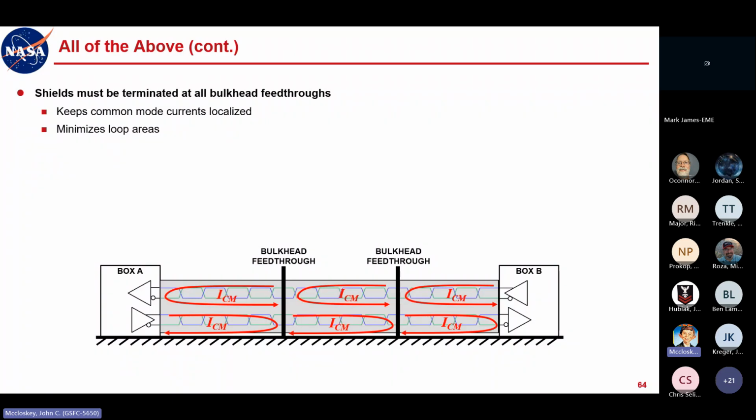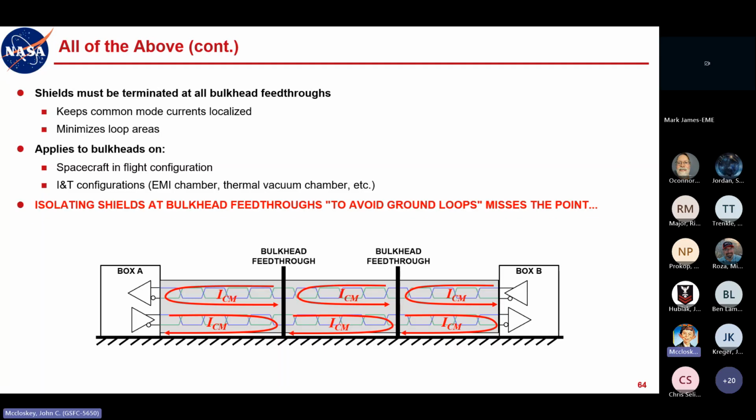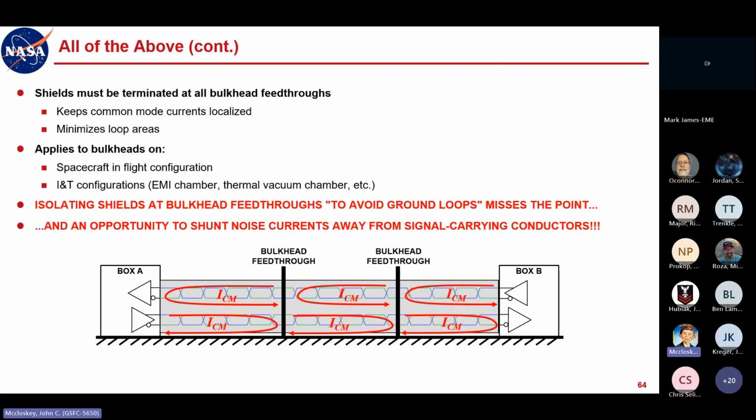But the point is that when you terminate those shields at each bulkhead feed-through, you're keeping those common mode currents localized, and you're minimizing their opportunity to generate emissions. Because that's another thing I see all the time: sometimes people think that they need to isolate these shields as they go through each feed-through, and that's not what you want to do. Yeah, if you isolate it to avoid a ground loop, you're missing the point. You're missing an opportunity to shunt noise currents away from signal carrying conductors, which is the point of the shield.